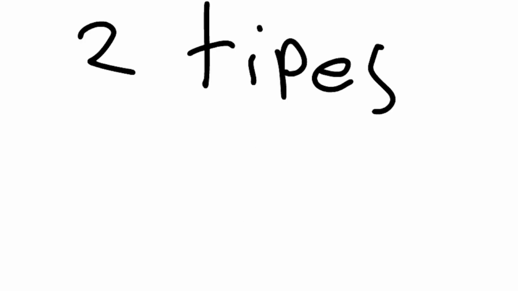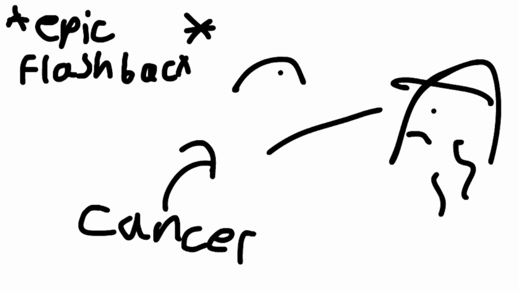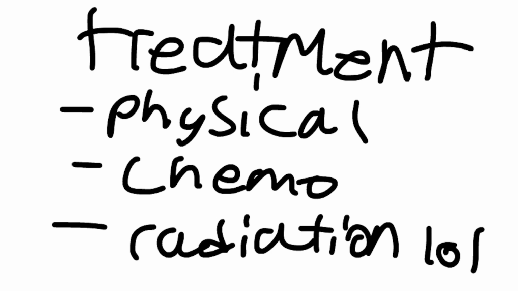Okay, now there's 2 types of tumors, benign and malignant. One is harmful, and the other is cancer. The guy that just walked in is cancer. We can tell because it's growing uncontrollably, invading other tissues, and relocating and moving. Cut it off, use chemicals that stop rapidly dividing cells, or radiation.